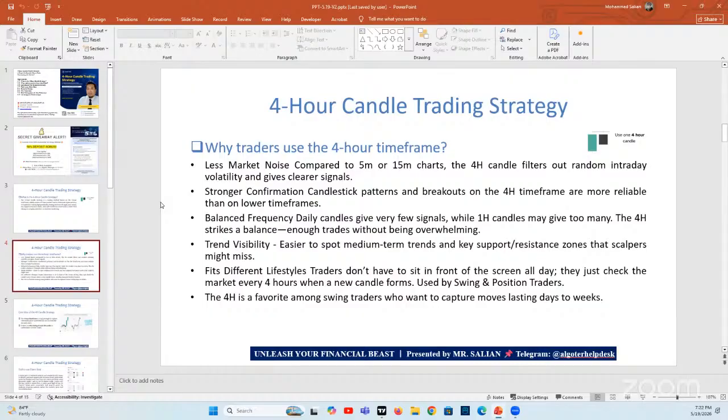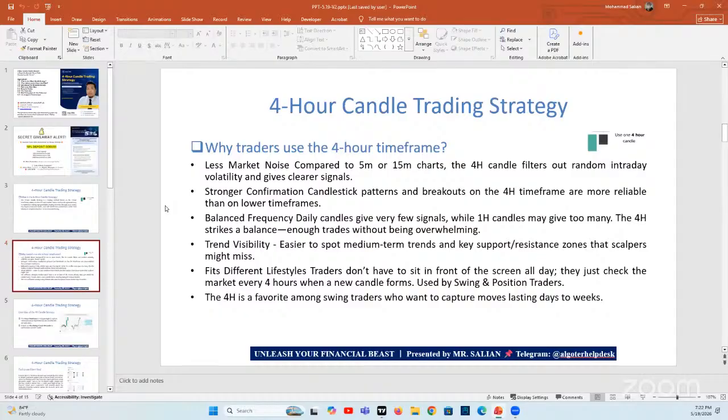Fits different lifestyle. Traders don't have to sit in front of the screen all day. They will just mark the high and the low of the 4-hour candle, and they just check the market every 4 hours when a new candle forms. How nice! So instead of checking, because if you're in the lower time frame, the more you will check the chart, but in a higher time frame, much less. So used by swing and position traders.